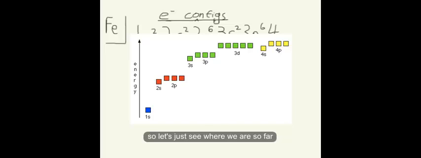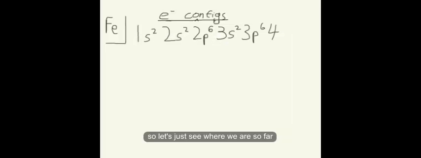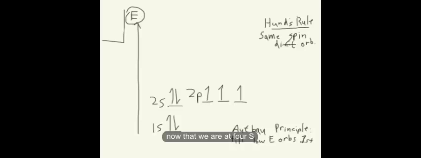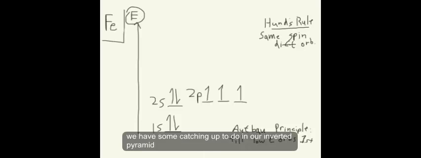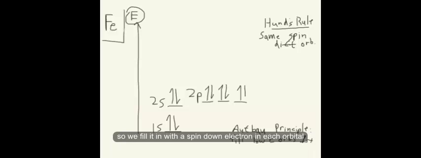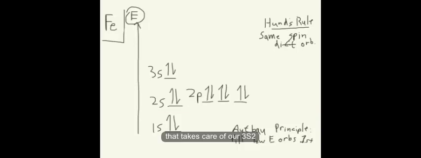So let's just see where we are so far, now that we are at 4s. We have some catching up to do in our inverted pyramid. We need to finish out our 2p subshell and fill it with 6 electrons. So we fill it in with a spin down electron in each orbital. The next highest energy orbital is the 3s, and it gets a spin up and a spin down. That takes care of our 3s2.